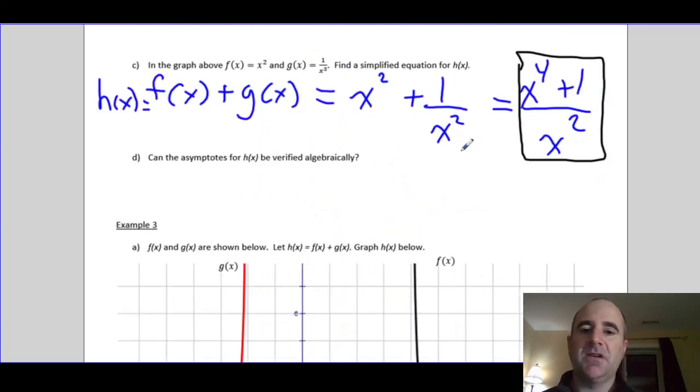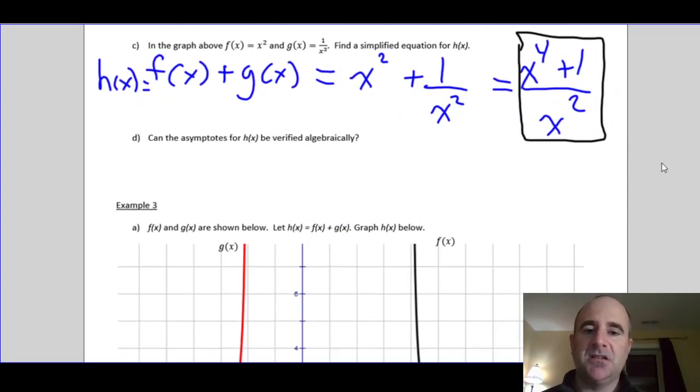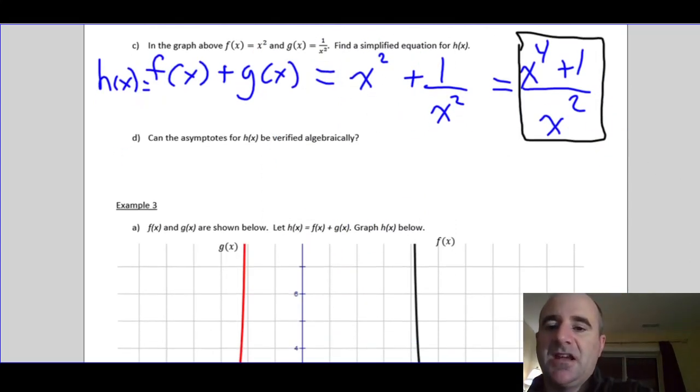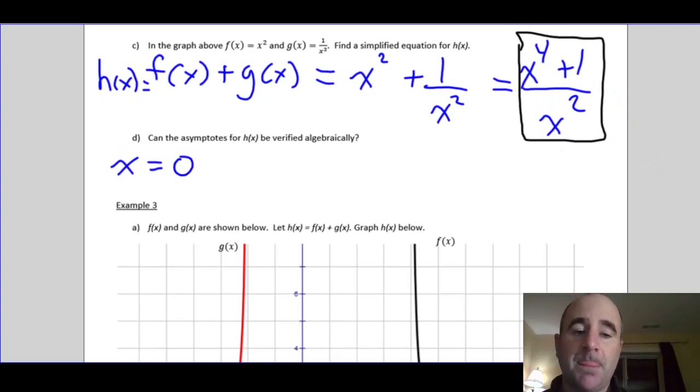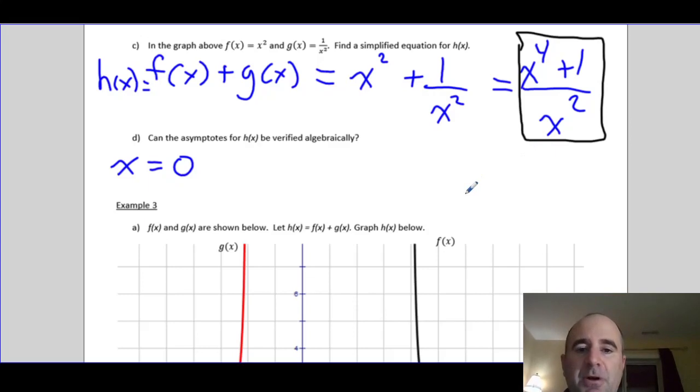Can the asymptotes of h of x be verified algebraically? Sure. It's easy to see that the vertical asymptote is at x equals 0 because it's in the denominator of the fraction here. Now, the parabolic asymptote is a little harder to see, but I'm going to talk about it right here again, using the equation written in this form right here.